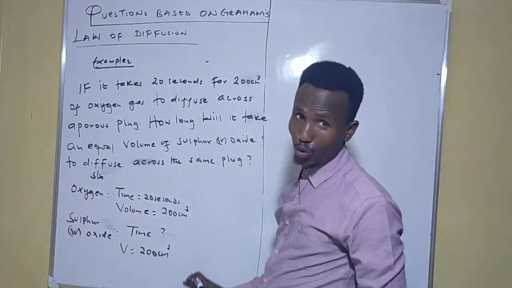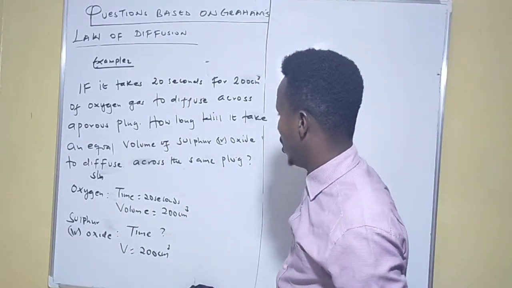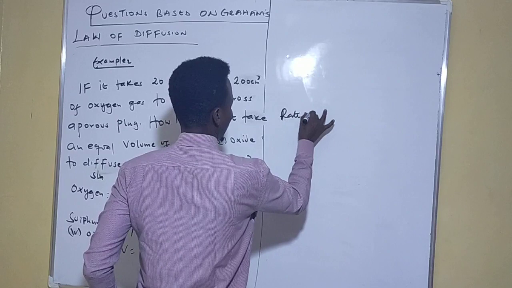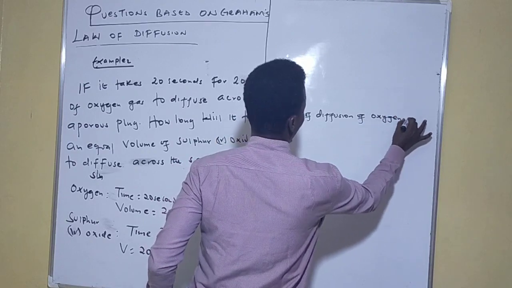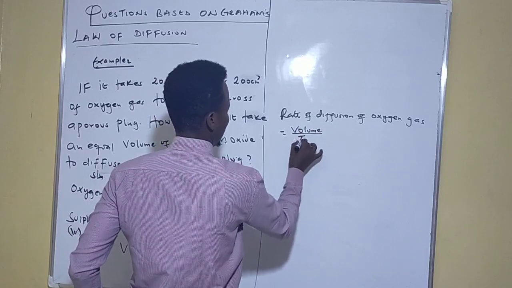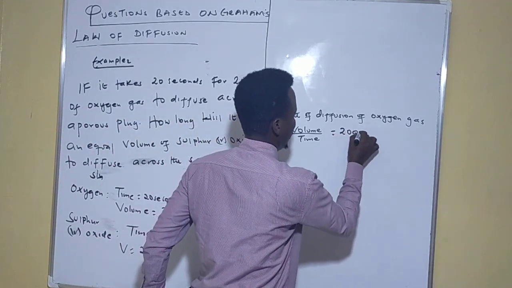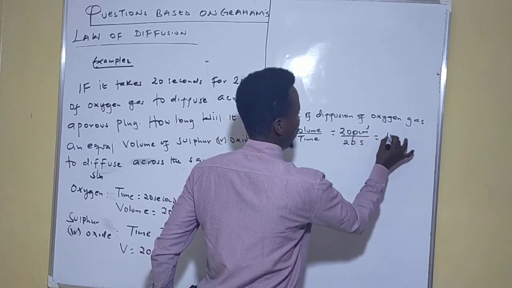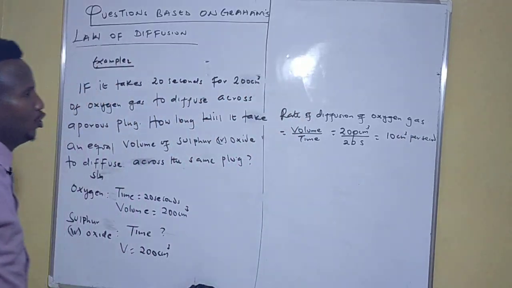Now I can solve this in two ways. First, I can get the rate of diffusion of oxygen gas. Rate is equal to volume divided by time. Don't forget that. So that is 200 centimeter cubed divided by 20 seconds, which gives 10 centimeter cubed per second. That is the rate of diffusion of oxygen gas.